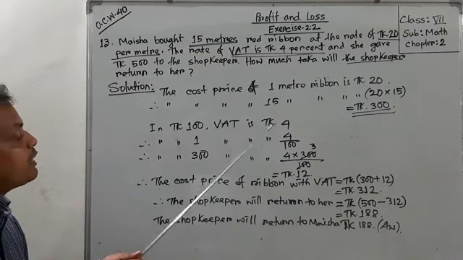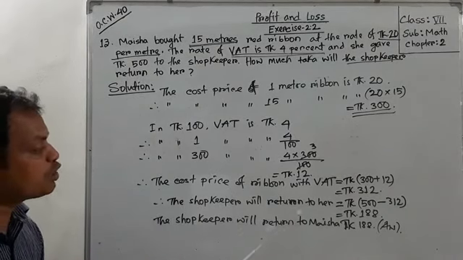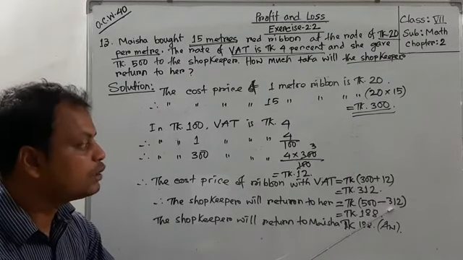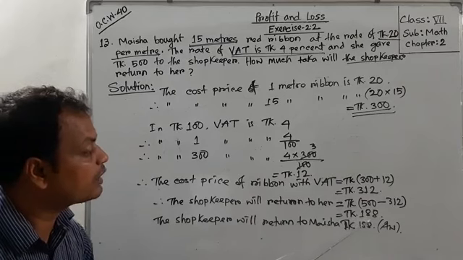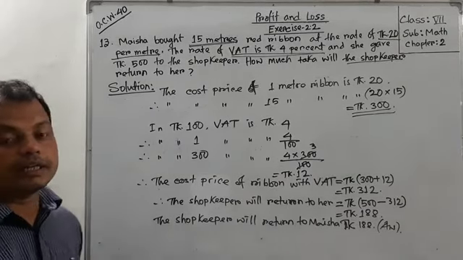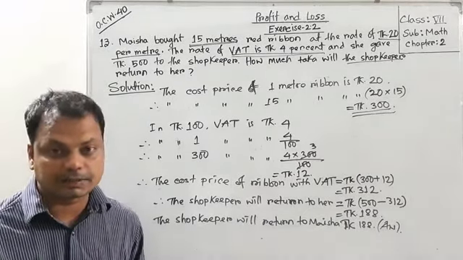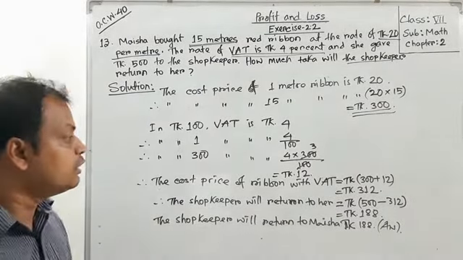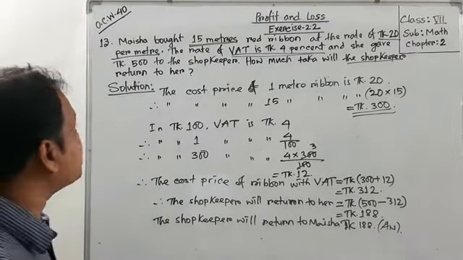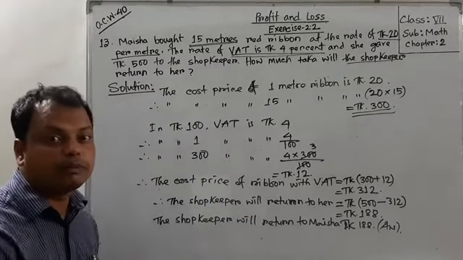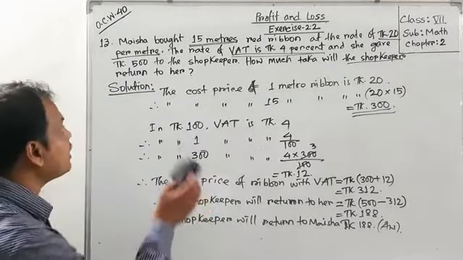Then the shopkeeper will return to her the taka he has been given, 500, minus the cost. So by subtracting we have got taka 188. So the shopkeeper will return to Maisha taka 188. So this is the result. My dear students, I think all of you have understood this one. So I can erase it now, and after this we will start writing. We will solve question number 14. So I am erasing it.